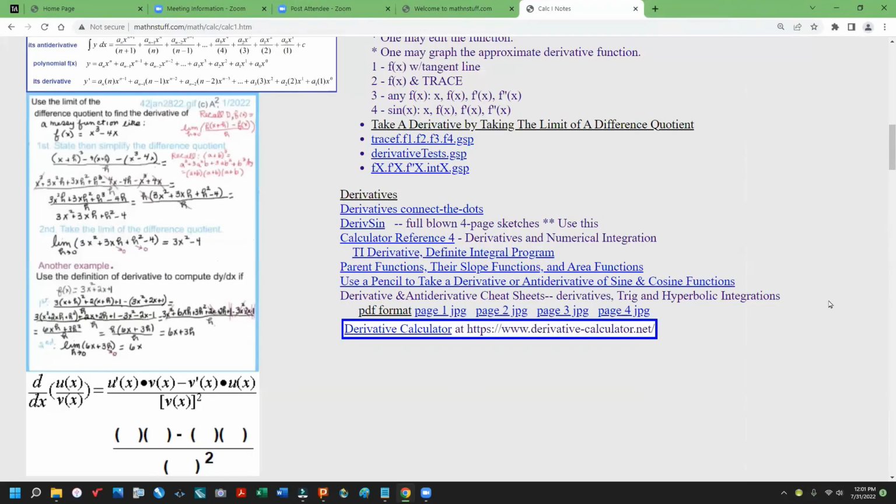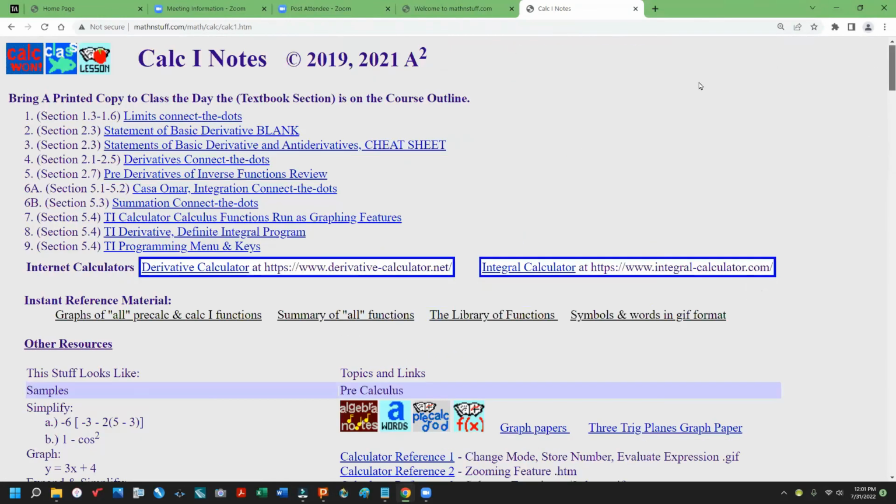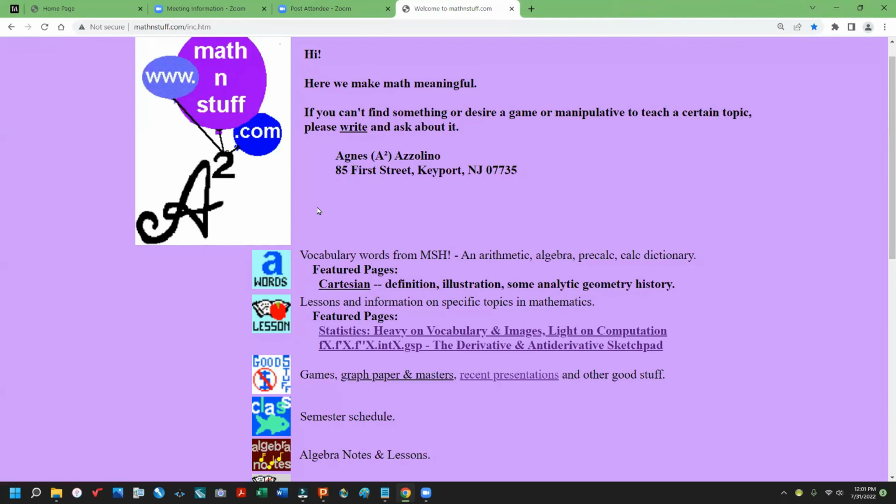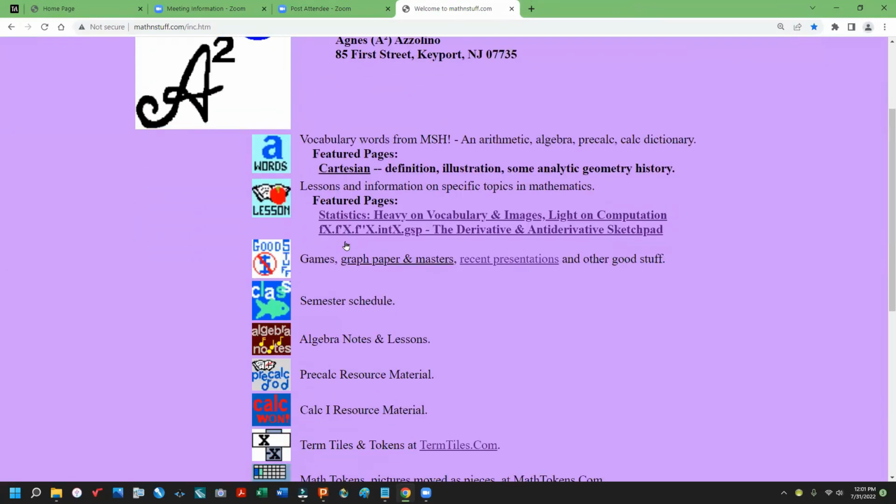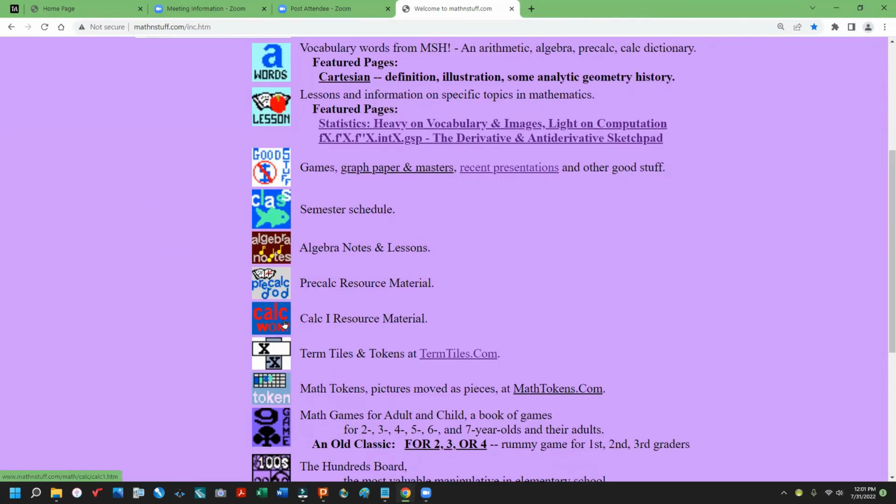The idea is the internet is great, but if you're taking a course, you want instant information. And that's where the inside, front, and back cover material should be found. This was the Calc 1 notes. I'm closing that. Back to the home page.